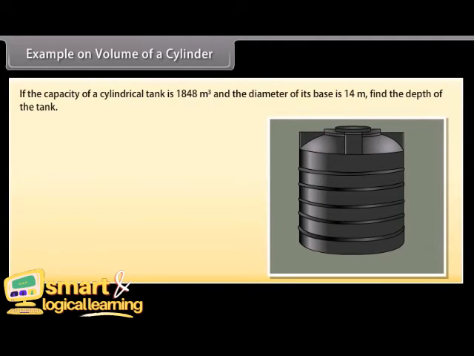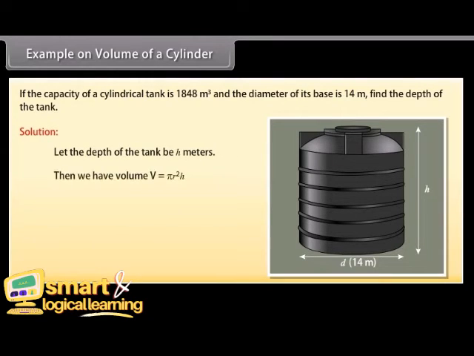Example of volume of a cylinder. If the capacity of a cylindrical tank is 1848 m³ and the diameter of its base is 14 m, find the depth of the tank. Let the depth of the tank be h meters. Then we have volume V equals pi into r² into h, or h is equal to V upon pi into r², which implies that h is equal to 12 meters. Hence, the depth of the tank is 12 meters.